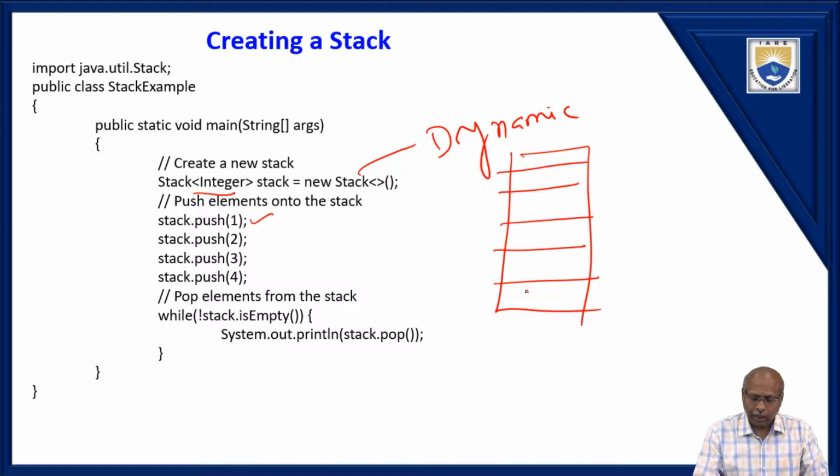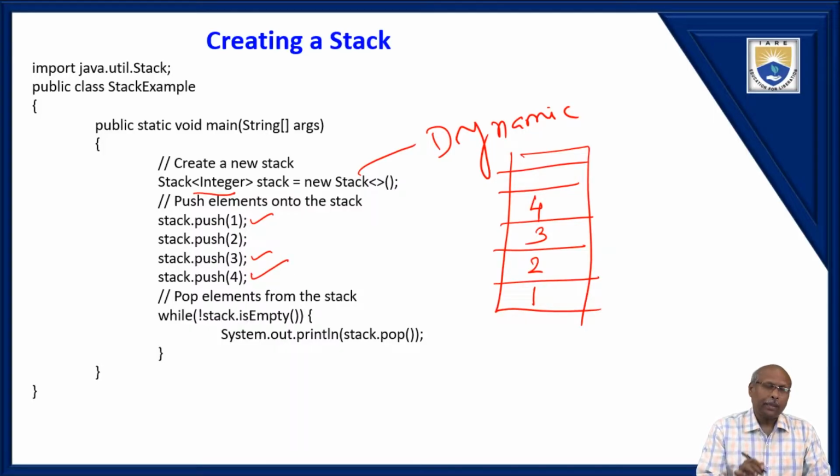Push 1, so 1 will be pushed. Then push 2, then push 3, then push 4. So automatically 4 elements will be available in the stack. This is the push operation. After the push operation, you can perform the pop operation. How many times do you have to pop? Until the stack is empty.